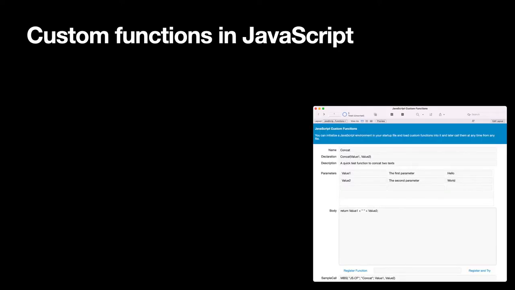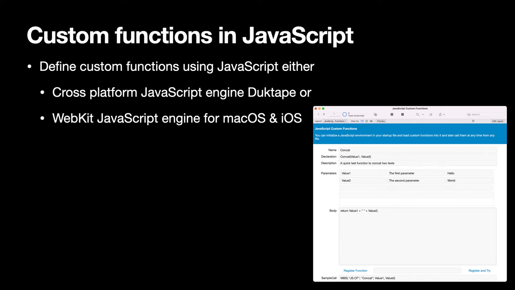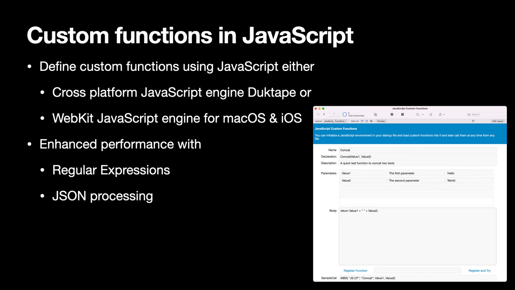Then we have a functionality for doing custom functions in JavaScript. So you can define your own custom functions and either use our cross-platform JavaScript engine based on the Duktape library, or you use the JavaScript engine coming with WebKit on macOS and iOS. In both ways, you can, of course, define your custom functions and run them, and this gives you enhanced performance with a couple of things which you can do faster in JavaScript than in FileMaker calculations, like regular expressions, processing JSON and array functions. And please note that the JavaScript engine coming with WebKit is a little bit newer and has more of the newer features compared to Duktape.